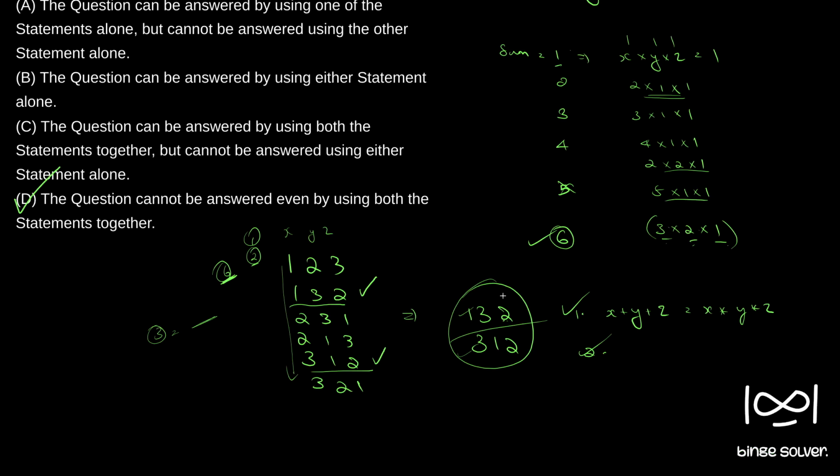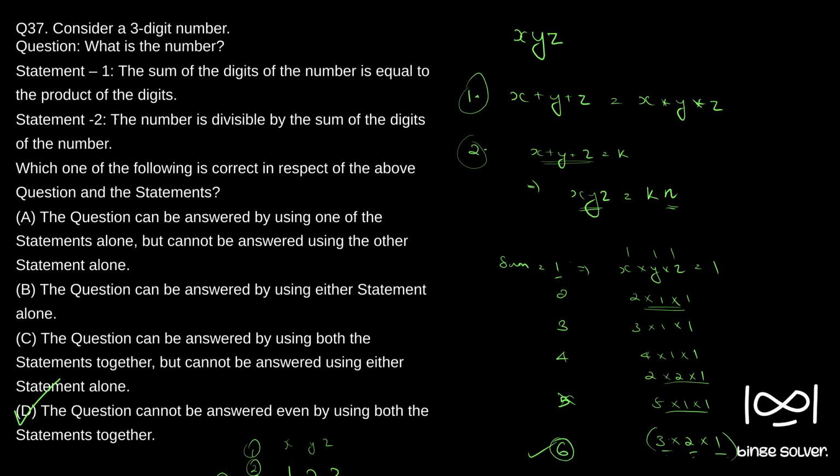An example is this. Using this example, we can show statement 1 and 2 together cannot help us to find the number. So solution to question 37 is D.